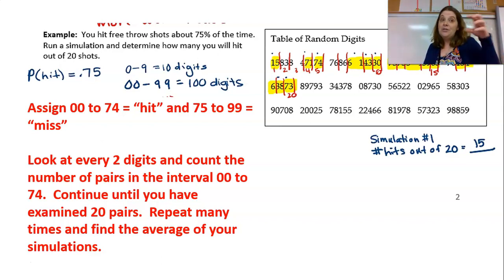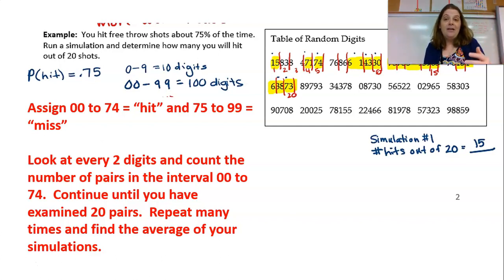So instead, I'm going to use 00 to 99. 00 to 99 is 100 digits. Okay, so if I do 0 to 74, that's 1 to 74 is 74, plus the 00 gives me 75. Then 75 out of the 100 I can say are hits, and 75 to 99 are going to be a miss. Okay, and we want to know how many out of 20 shots would do this. So what I want to do is look at every 2 digits on the table, 1, 5, 8, 3, 8, 4, 7, 1, etc. 1, 2, 3, 4, 5. Okay, every 2 digits.